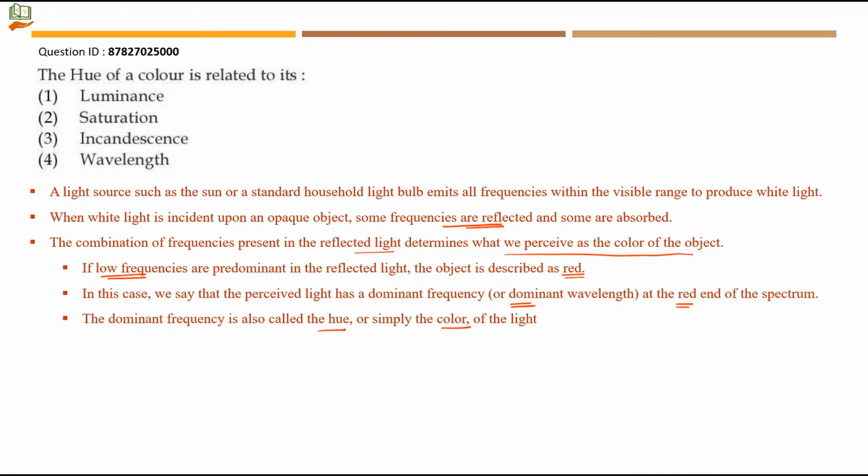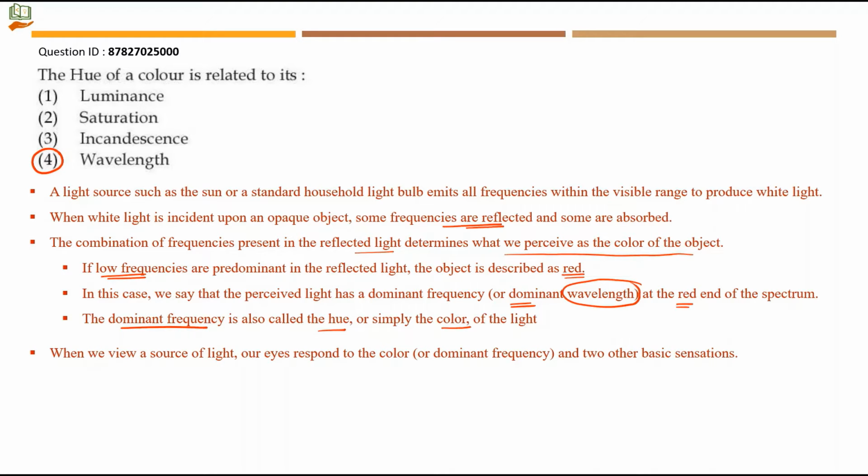So in this case, the dominant frequency is called the hue. What is the dominant frequency otherwise called? It is called the dominant wavelength. So frequency, wavelength and hue all are same here. So we can mark option 4 to be the right answer. So we will also learn about the other 3 options.